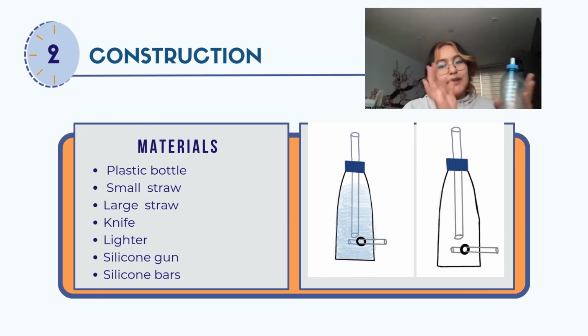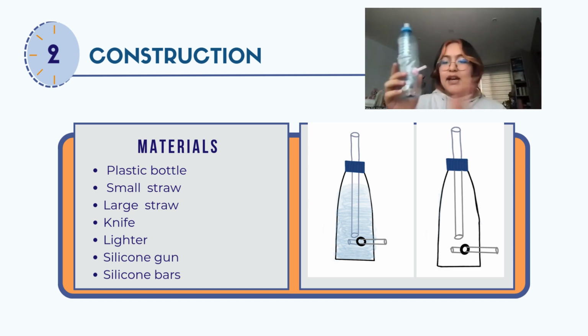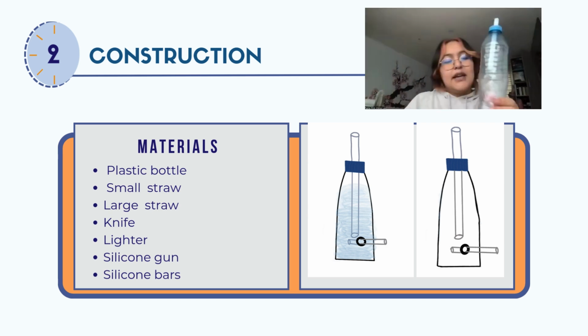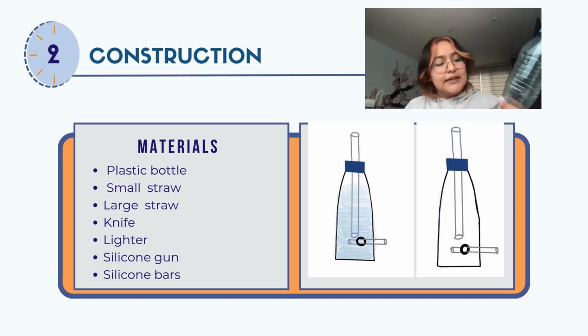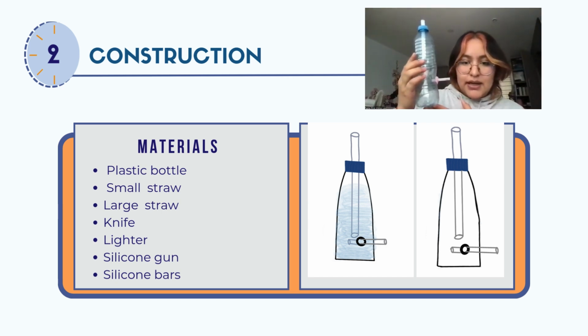To make the Mariotte bottle, we use a plastic bottle, a small straw, a large straw, a knife, a silicone gun, silicone bars, and a lighter. First, we use the knife with the lighter to make a hole in the bottle cap, the same size as the large straw. We seal it with silicone to prevent leaks. Then, at the bottom of the bottle, we make another hole, the size of the small straw. We insert it, and then we seal it with silicone to prevent a leak. And this is how we made our Mariotte bottle.